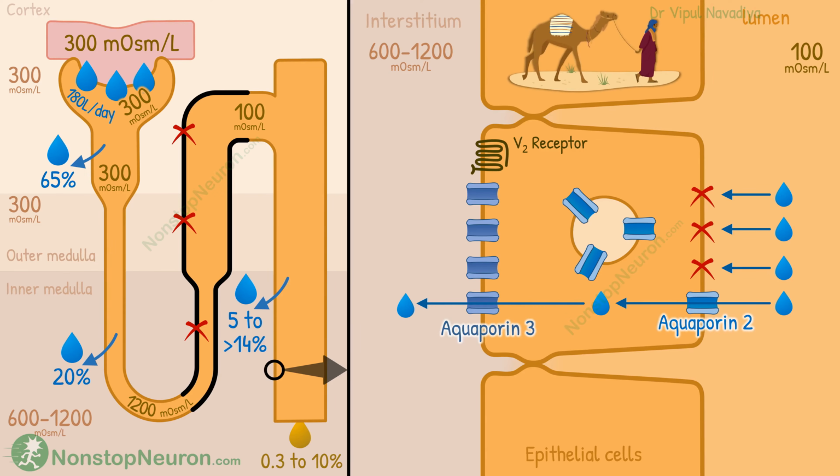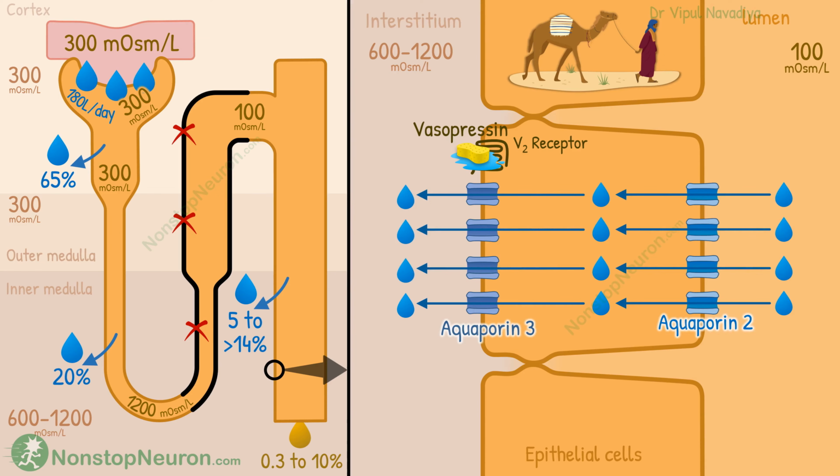When water needs to be saved, the pituitary gland secretes vasopressin. It stimulates V2 receptors on the basolateral membrane, which leads to the insertion of Aquaporin 2 on the apical membrane. So water reabsorption increases. This increases the osmolarity of luminal fluid. In extreme cases, it can get concentrated up to 1200 milliosmoles per liter.